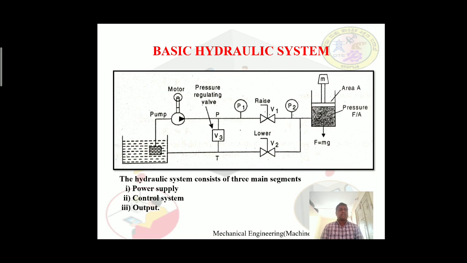An actuator can be either a linear actuator, for example a hydraulic cylinder, which causes the linear motion of the piston, or a rotary actuator, which causes the rotary action of a motor, like a motor shaft.